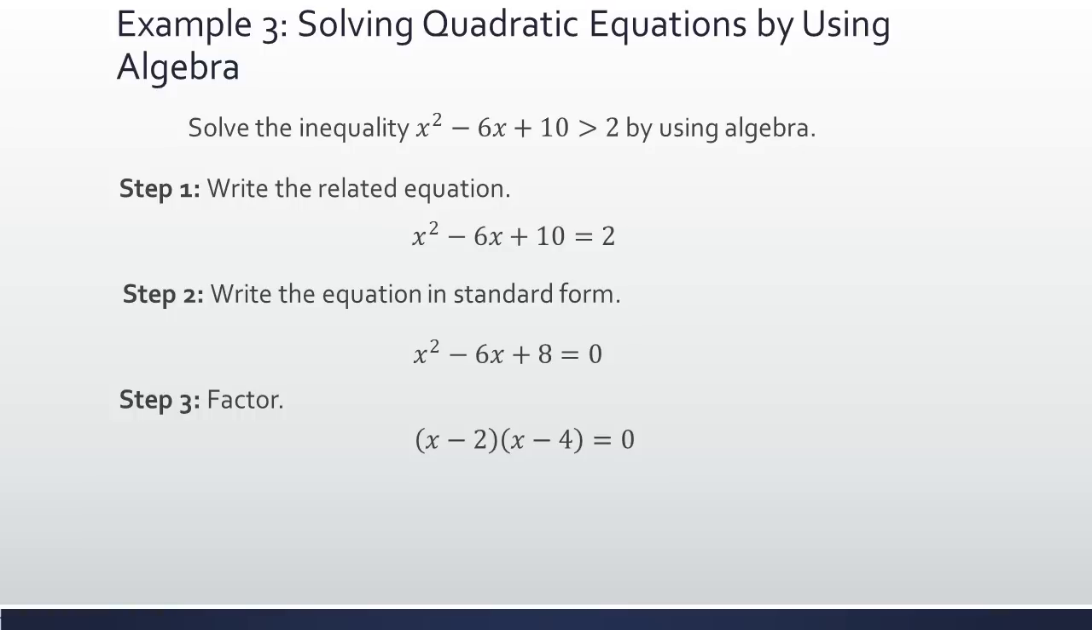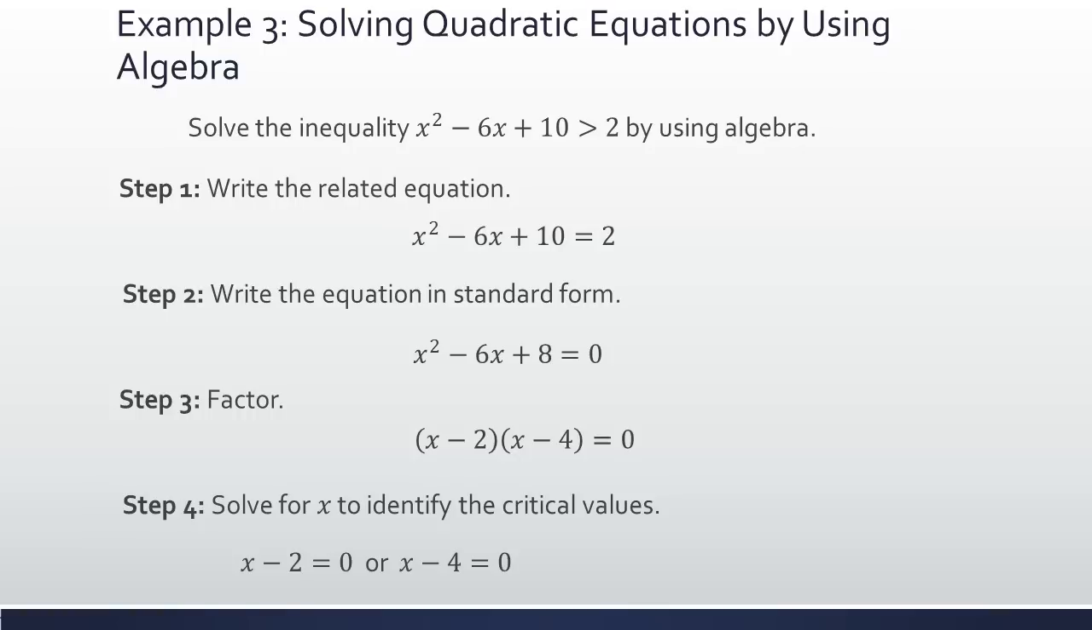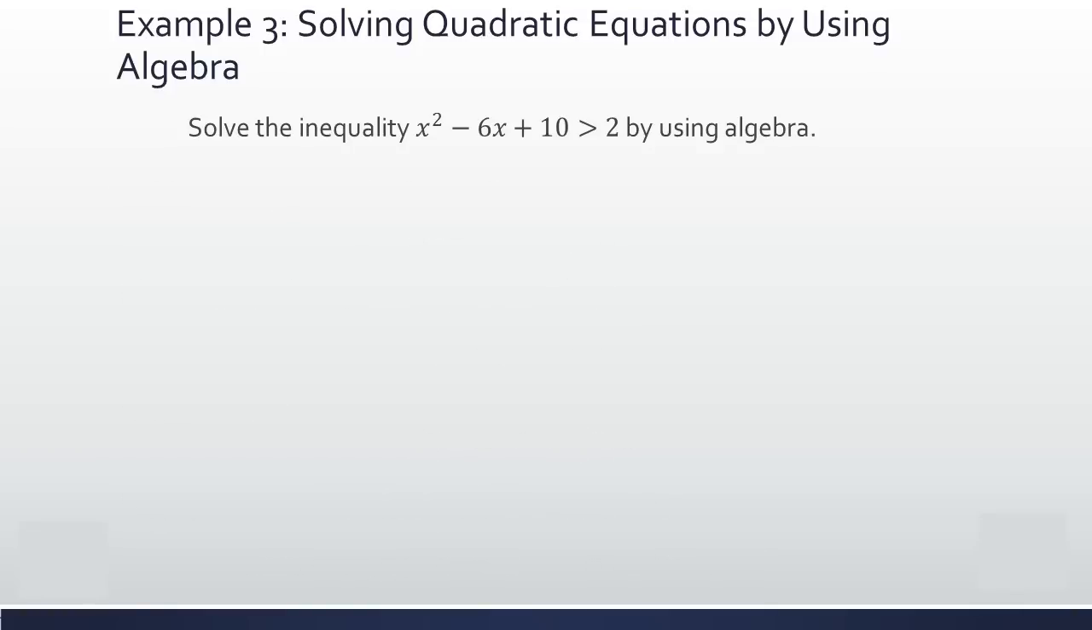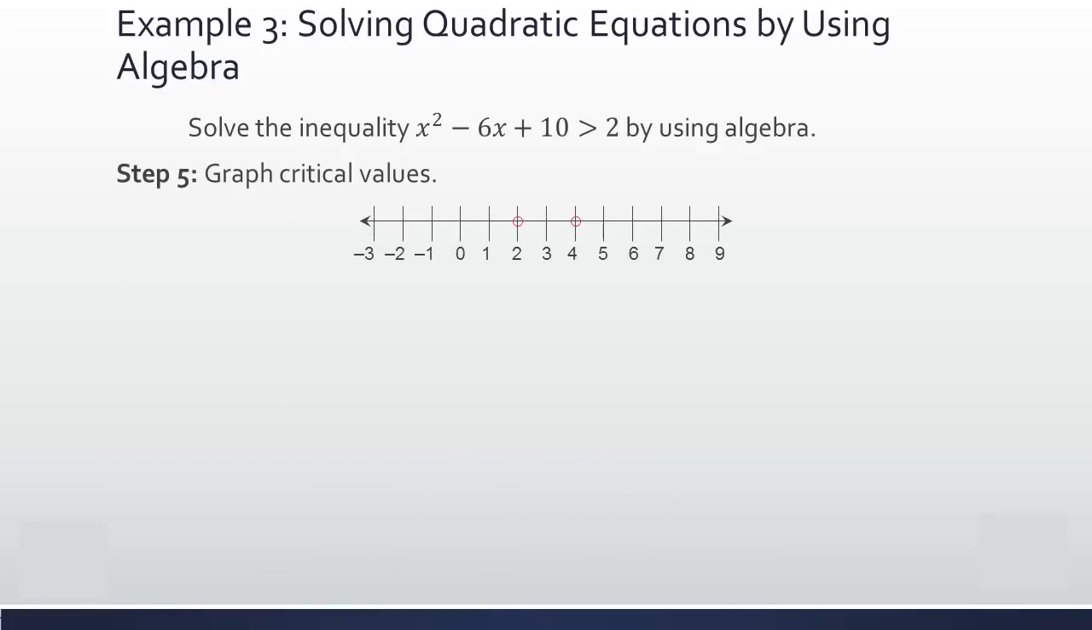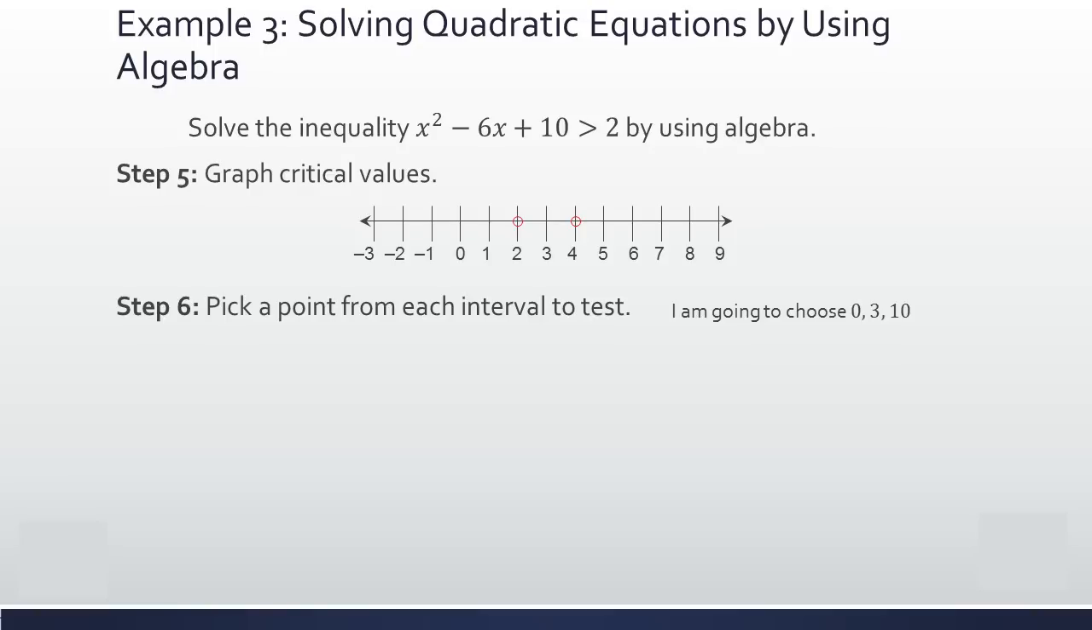Find the critical values by setting each part equal to 0. When I do that, I'm going to end up with x equals 2, x equals 4. So those are my two critical values. Now that I have my critical values, graph them on the number line so we can get our intervals. That's my number line, my intervals. So I need to pick values between -infinity and 2, between 2 and 4, and between 4 and infinity. So I'm going to pick 0, 3, and 10.